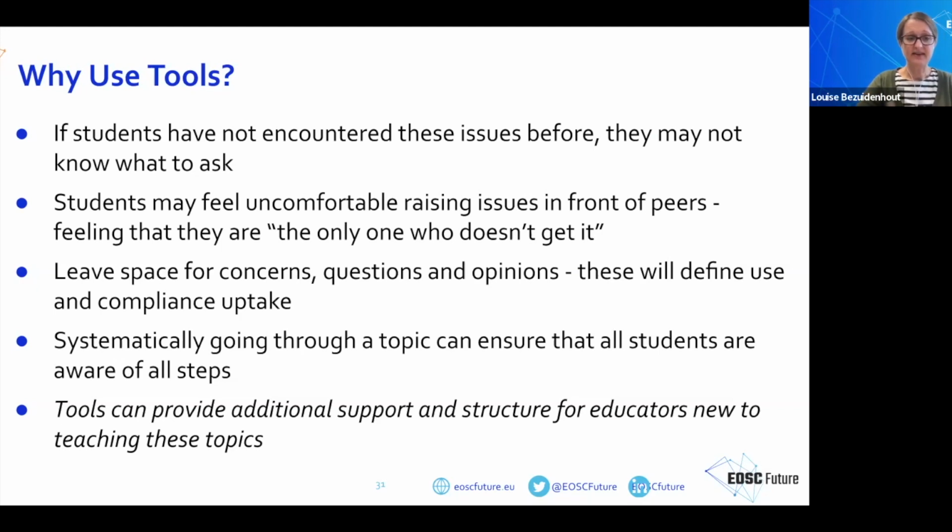Using tools and having a kind of discursive approach to training can also be a really useful way of systematically going through a topic to ensure that all students are aware of all steps. And the tools can provide additional support and structure for educators who are new to teaching these topics.